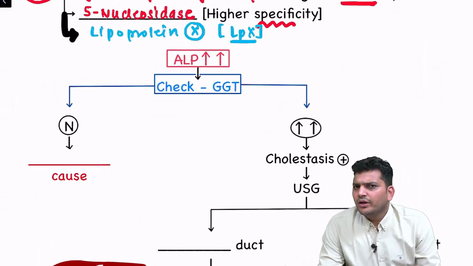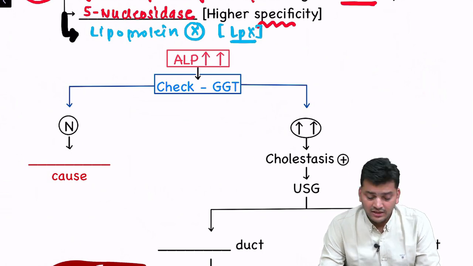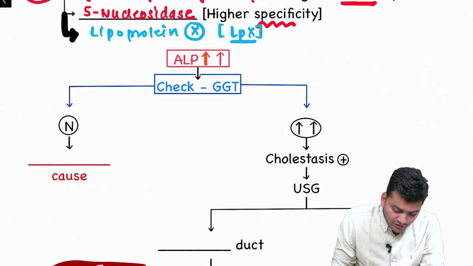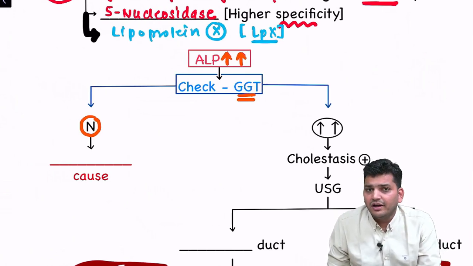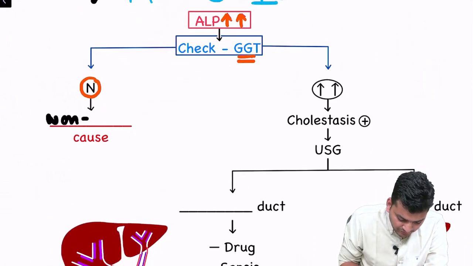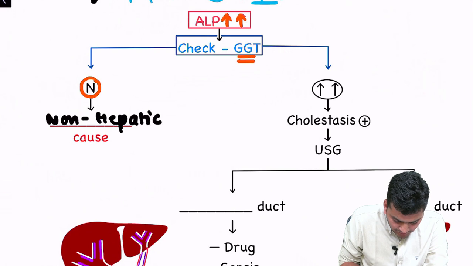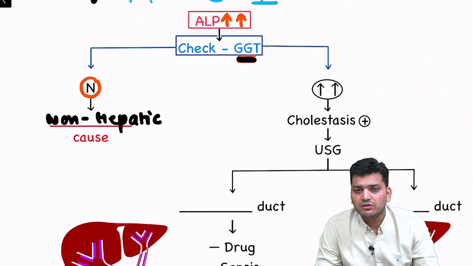Now, let's say you are looking at a liver function test report and alkaline phosphatase is increased. We know that alkaline phosphatase is a non-specific marker of cholestasis, so we have to identify whether it is because of cholestasis or something else. If alkaline phosphatase is raised, check GGT, gamma glutamyl transferase. If GGT is normal, then it is not cholestasis. It may be a cause other than liver disease, a non-hepatic cause. But if alkaline phosphatase is increased and GGT is also increased, then yes, it is going towards cholestasis.